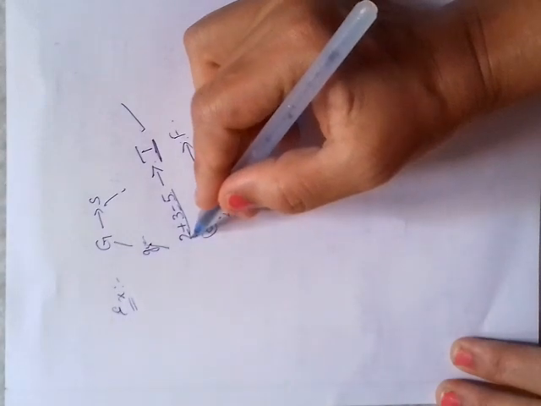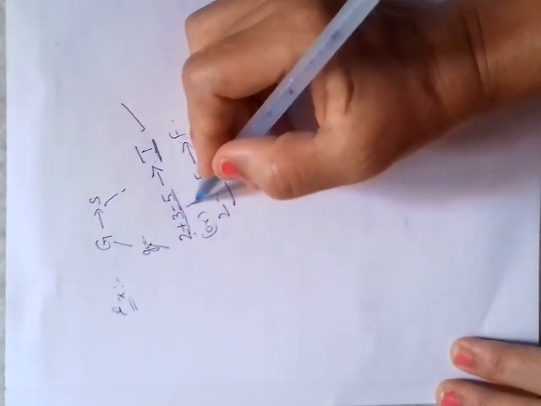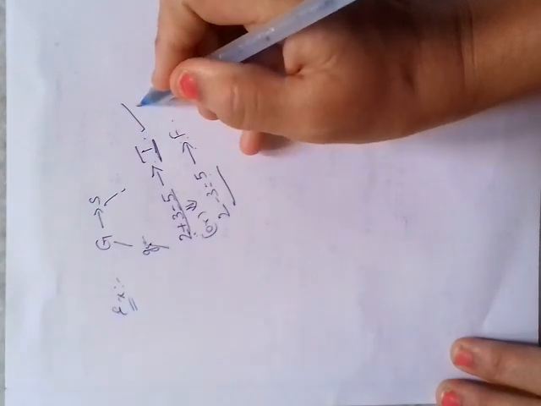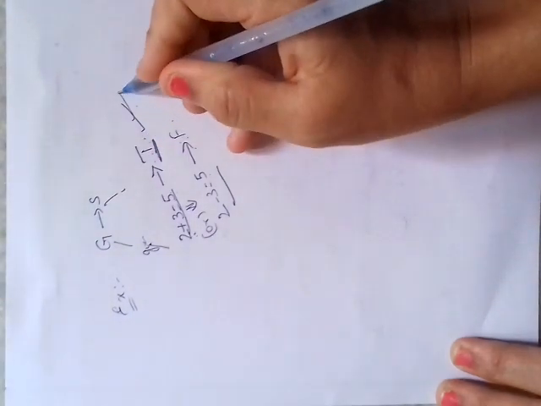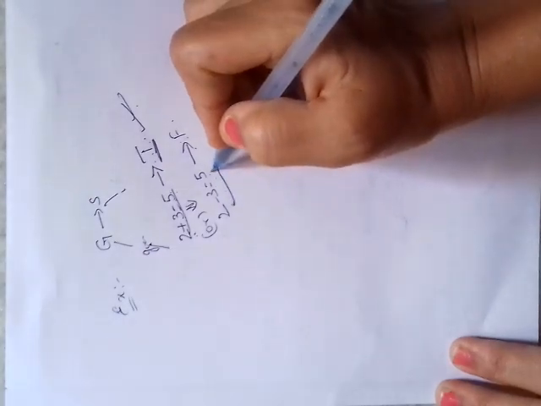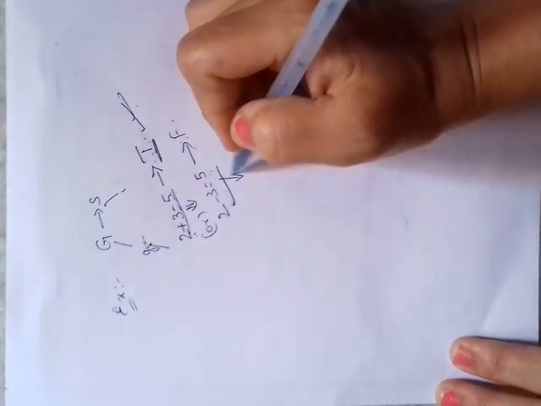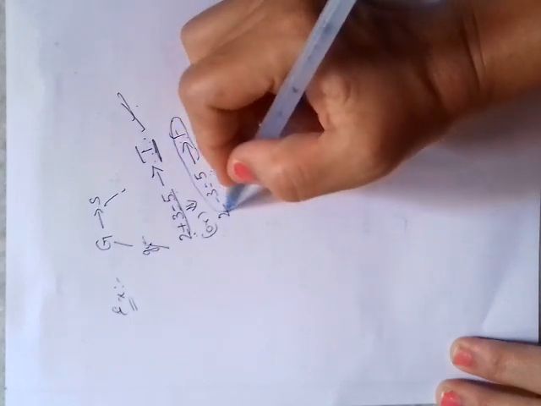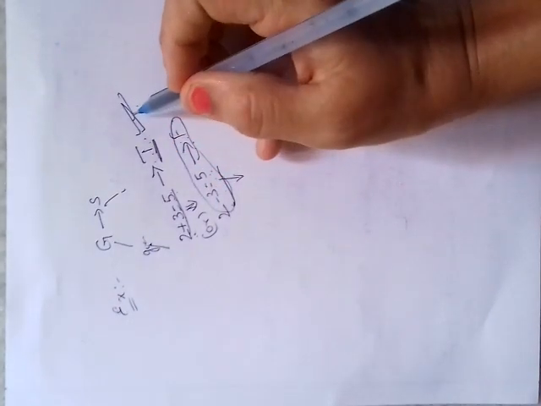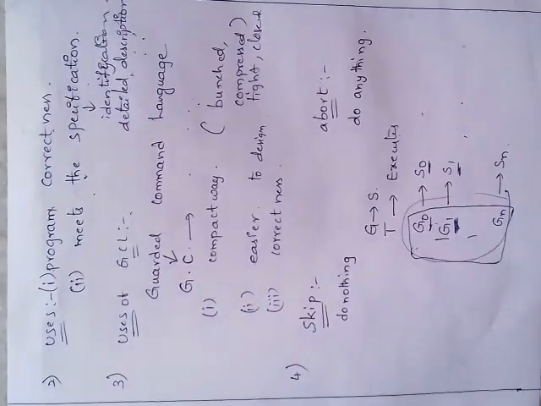Here, the statement 2 plus 3 equal to 5 is true, so the statement will be executed and true is the output. But in the next guarded command, 2 minus 3 equal to 5 is a false statement, so the second statement will not be executed. Only the first statement will be executed. This is the guarded command example.